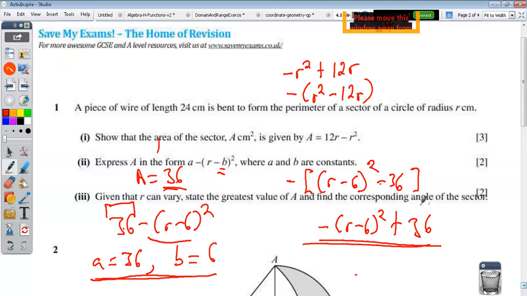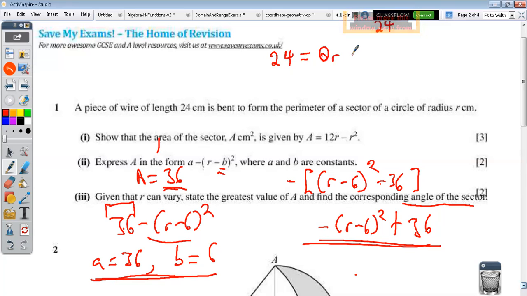Now they are saying find the corresponding angle. I go back to what I had removed earlier when we did this. We said 24 is equal to theta r plus 2r, I think. Yes, and then we had said theta was equal to 24 minus 2r over r, like that, the angle. So now, when the area is 36, what will be your r here? This has to be 0, means your r is equal to 6. Or 6 minus 6 gives you that. So your r there is 6.